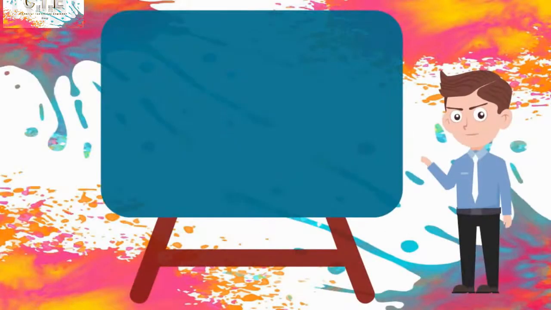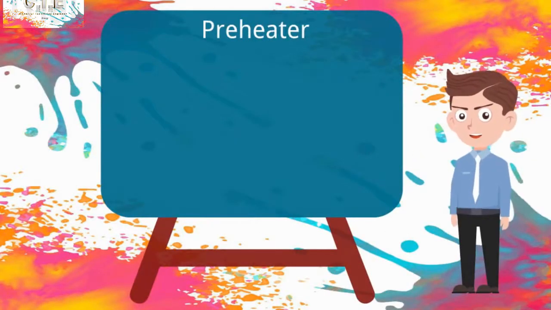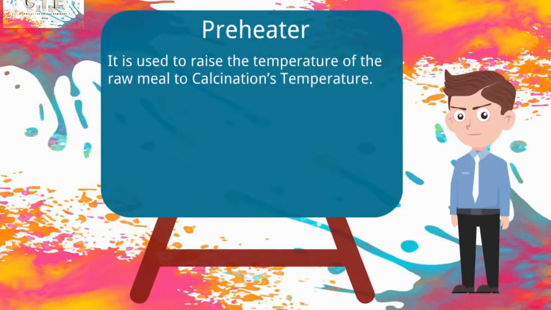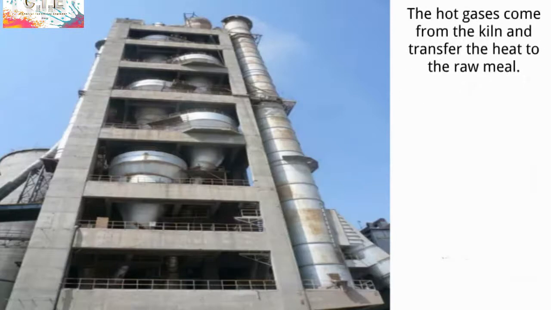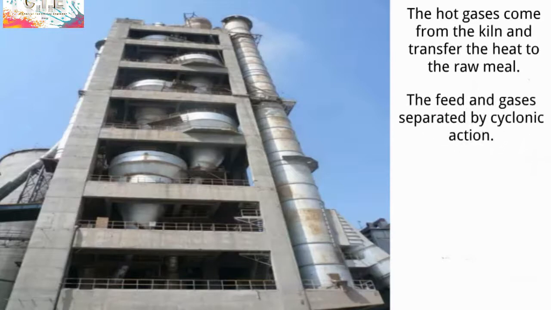And now, let's talk about the preheater. It's developed in order to raise the temperature of the raw meal to calcination temperature before entering the kiln. A series of cyclones is used, where the hot gases come from the kiln and transfer the heat to the raw meal. The feed and gases are separated by cyclonic action, where the feed goes to the next cyclone and the gas goes to the previous one.